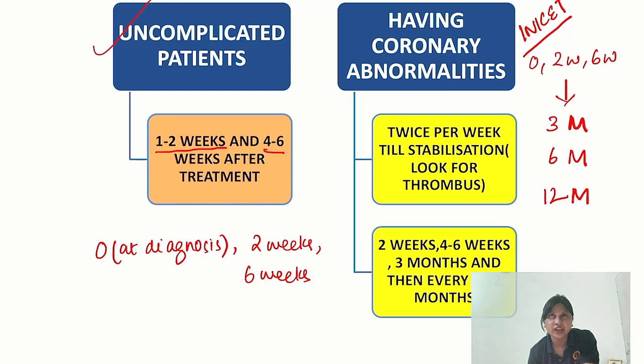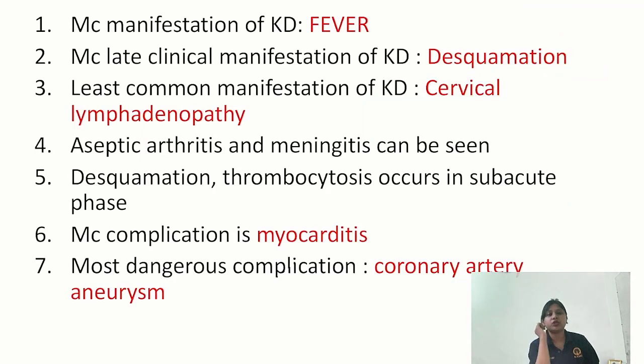So this is a very, very important investigation. What is the most important investigation in Kawasaki disease? The answer will be echocardiography. And when should you do echocardiography? The answer will be at diagnosis. When will you do a repeat echocardiography? 2 weeks. Further 6 weeks after treatment. Understood? So some important one-liners.